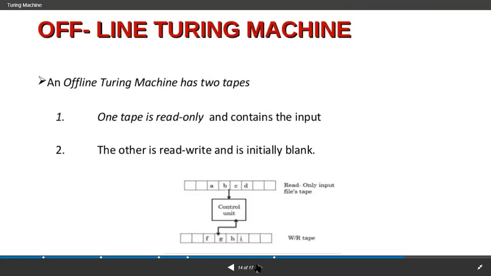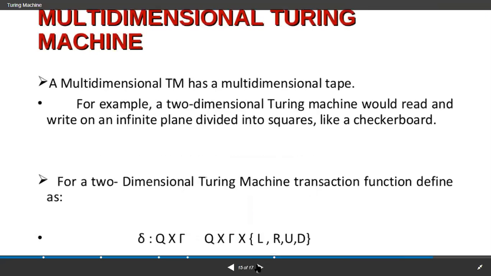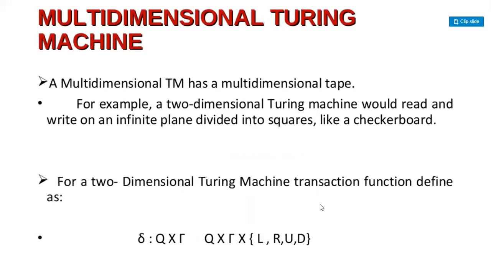And the next one is the multi-dimensional Turing machine. In the multi-dimensional Turing machine, we have multi-dimensional tapes, because depending on the input tapes, we define which Turing machine it is. As already said, the multi-dimensional Turing machine has a multi-dimensional tape. Here, for example, we take a two-dimensional Turing machine, where it would read and write on an infinite plane. It is divided into squares like a checkerboard, right?